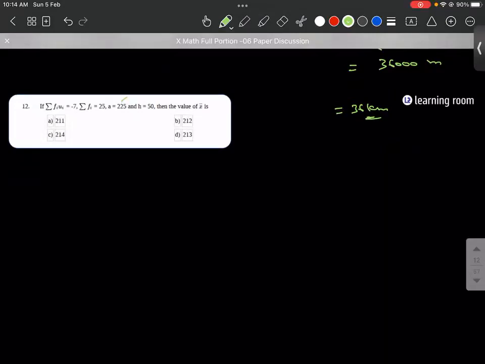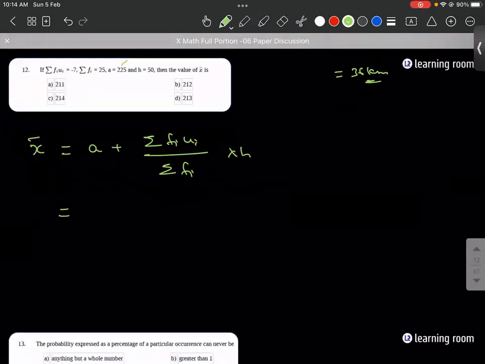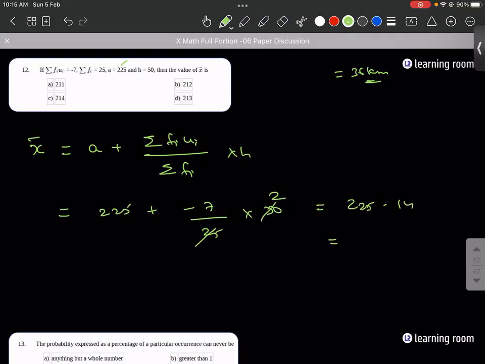A is the assumed mean. So x bar is equal to A plus sigma fi ui by sigma fi into h. I think the answer is 211. Let's see. So A is 225 plus sigma fi ui is minus 7 divided by sigma fi is 25 into h is 10. So 225 minus 14, it's going to be 211. That's right.